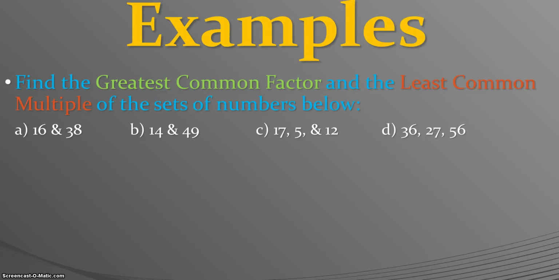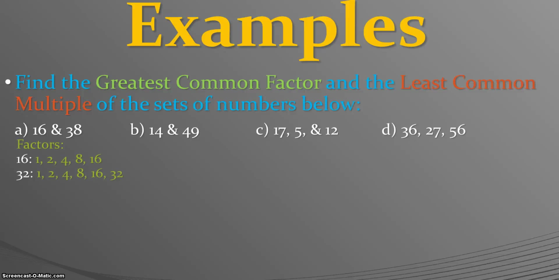So here are some examples. Find the greatest common factor and the least common multiple of these sets of numbers below. Work on these by yourself by pausing the video and then check your answers. So did you pause the video and try it? If not, pause the video now. If you did, check your answers.